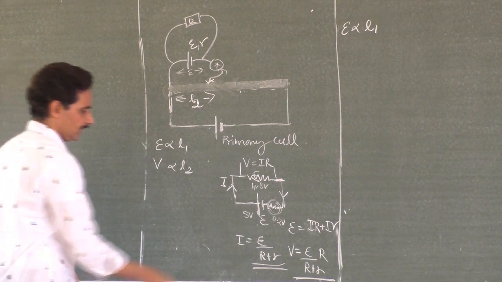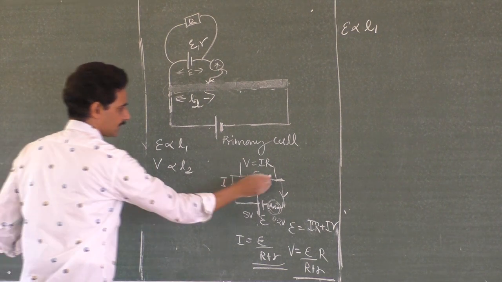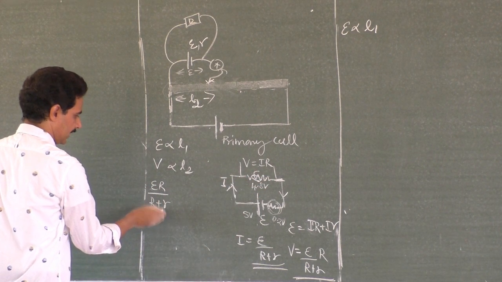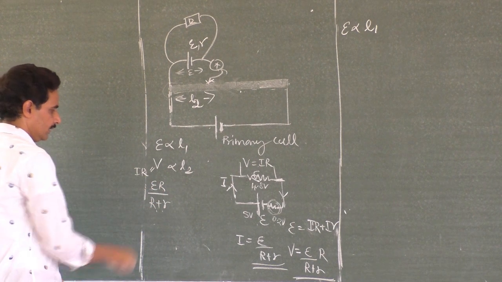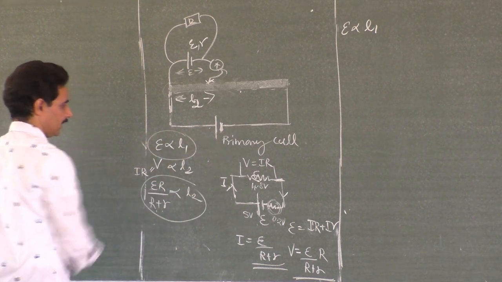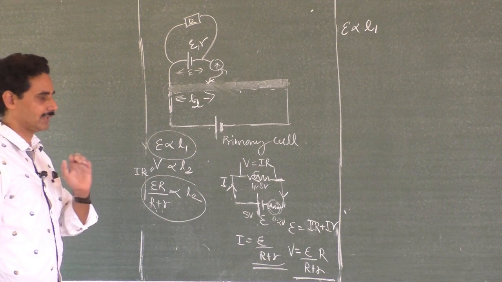What is V? V is equal to IR. This terminal potential difference is IR. I is E by R plus r, so I is E by (R plus r) into R. So this V is equal to IR, and is proportional to L2. Take this formula, and you will exactly get the same formula which you were using for practicals.